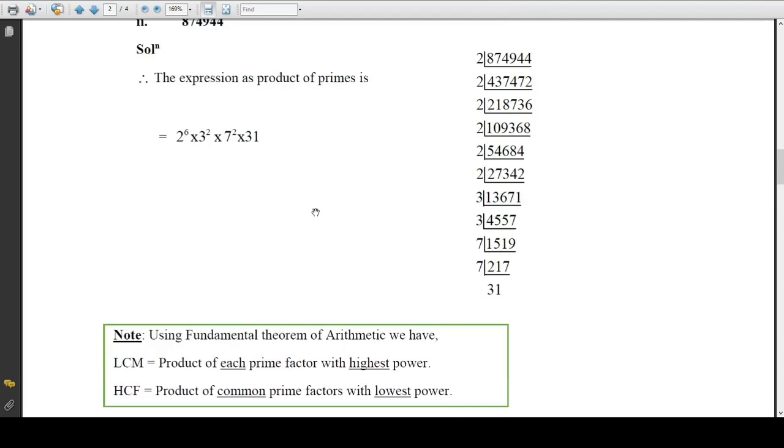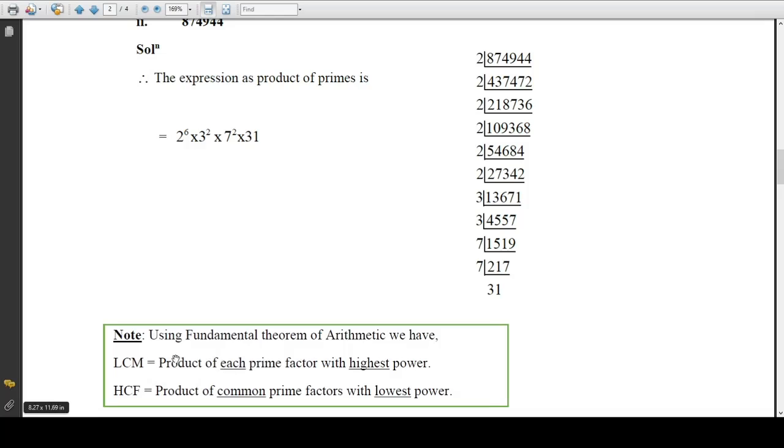Okay, now the next is that we'll be discussing the fundamental theorem of arithmetic. What is this fundamental theorem of arithmetic? Previously, using the Euclid division algorithm, we were able to find the HCF of two numbers. Now, by using prime factorization, we'll find the HCF and LCM of the given numbers. How will we be finding the HCF and LCM?